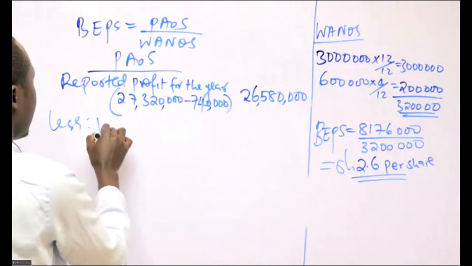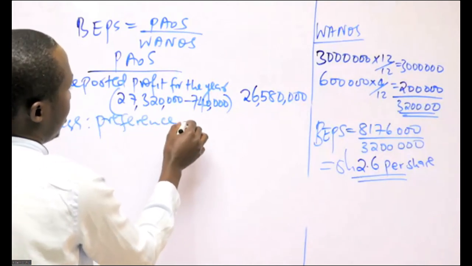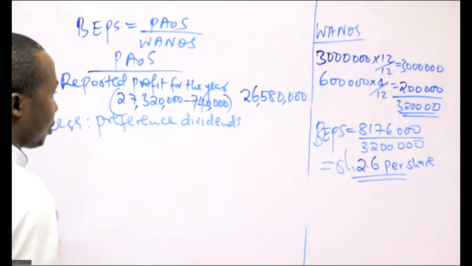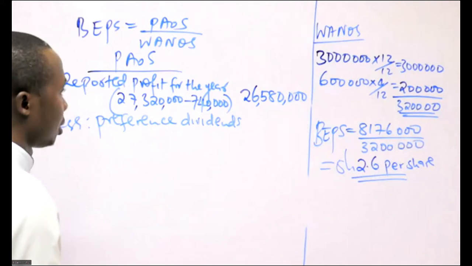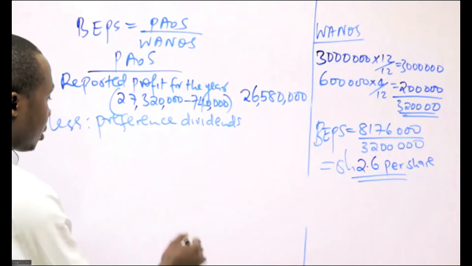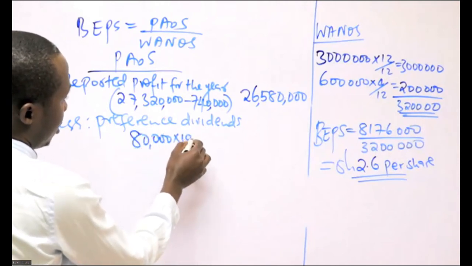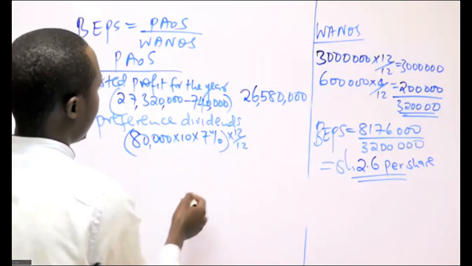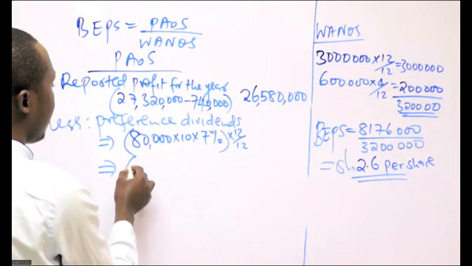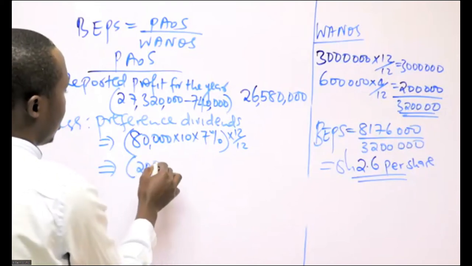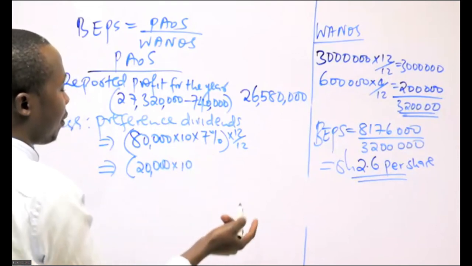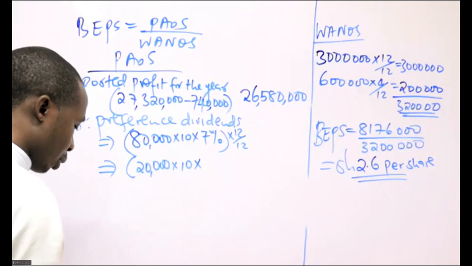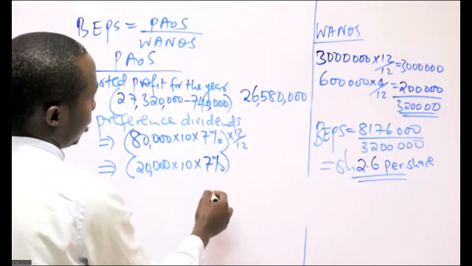Then you will minus preference dividends. So we have the one to recognize from the start of the year, based on the cumulative preference shares of 80,000 each at 10. So 80,000 times 10 times 7%. The period is 12 over 12. And the second one, we said again, we consider from January. It was 20,000 times the price. I consider the full market price of the preference shares they are issuing. They are issuing at 10 times the percentage. Their contractual rate was again at 7%, so times 12 over 12.